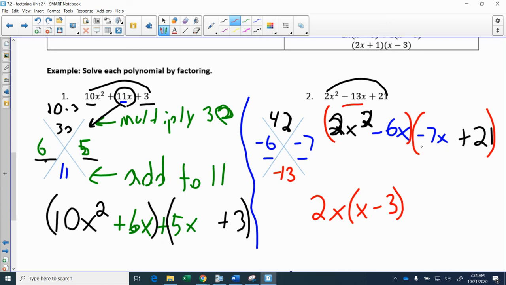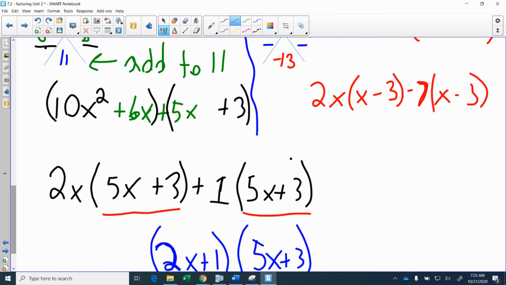For this next one, I have a negative in front. I don't want to have a negative in front, so I'm going to take it out of the problem. So I got to think between 7 and 21, what's the greatest common factor? Well, it's going to be negative 7. And then on top of that, I'm trying to think, can I take an x away from both of them? Well, no, because the 21 does not have an x. So I can only take a negative 7 out. When I do that, this becomes x. 21 divided by negative 7 is negative 3.